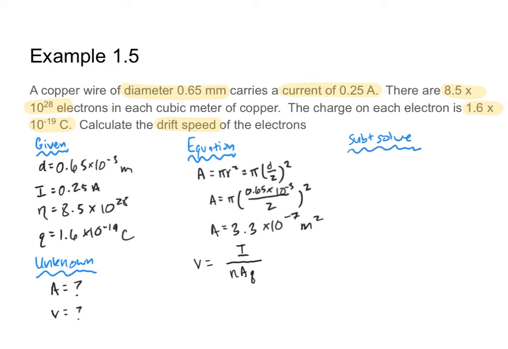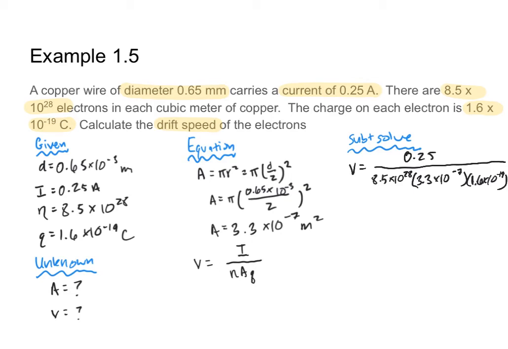So let's go ahead and plug in some numbers. V is equal to 0.25, which is my current, divided by N, so 8.5 times 10 to the 28th, times A, which I just found as 3.3 times 10 to the negative 7th, times Q, which is 1.6 times 10 to the negative 19th. Oh, just barely fit in there.